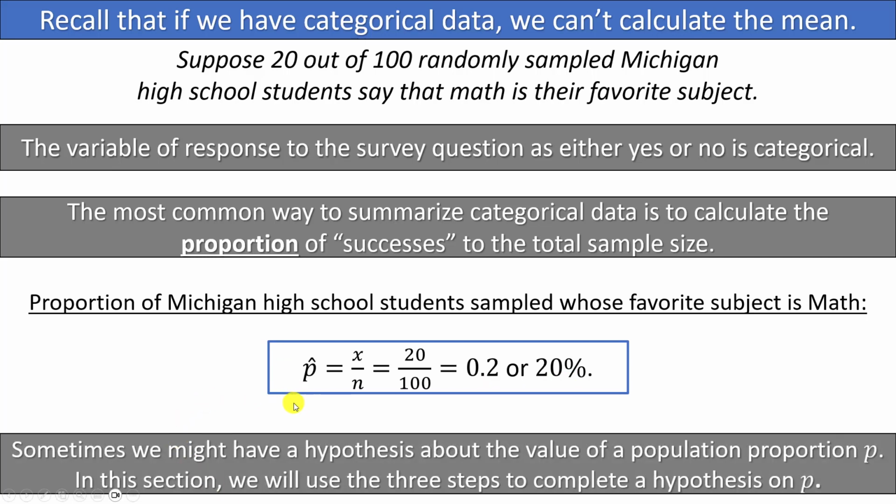Sometimes we might have a hypothesis about the value of a population proportion p. In this section, we will use the same 3 steps to complete a hypothesis test on the population proportion. Recall the difference between left, right, and two-tailed tests. There will be some claim in terms of the population proportion that you would like to challenge.